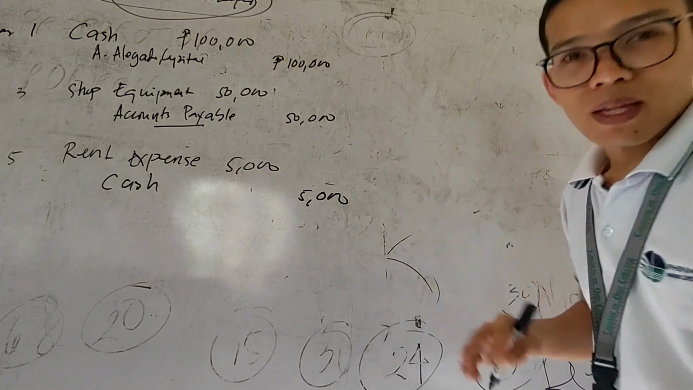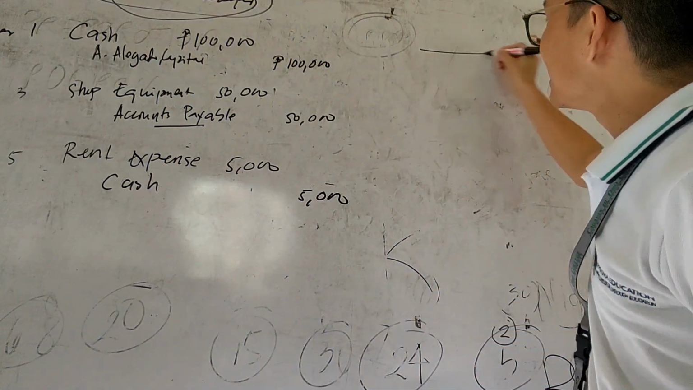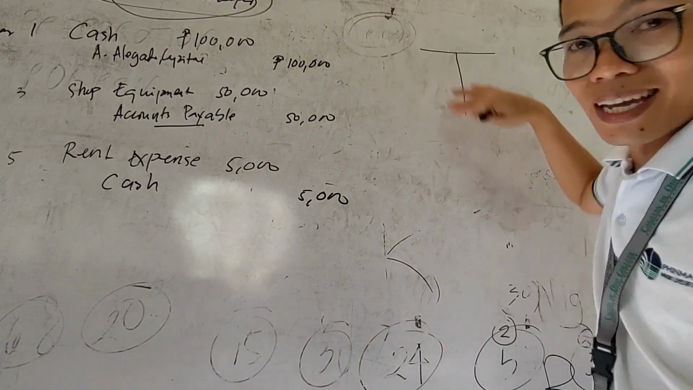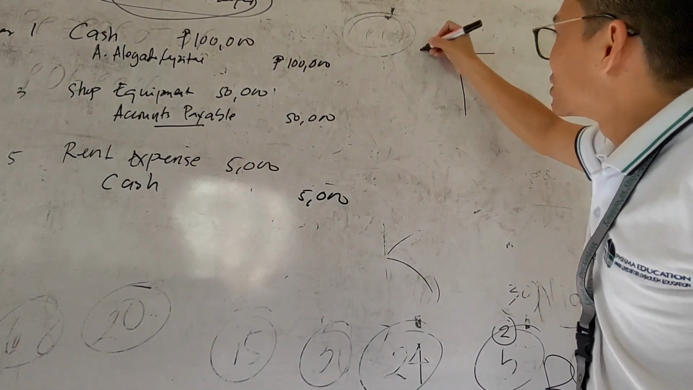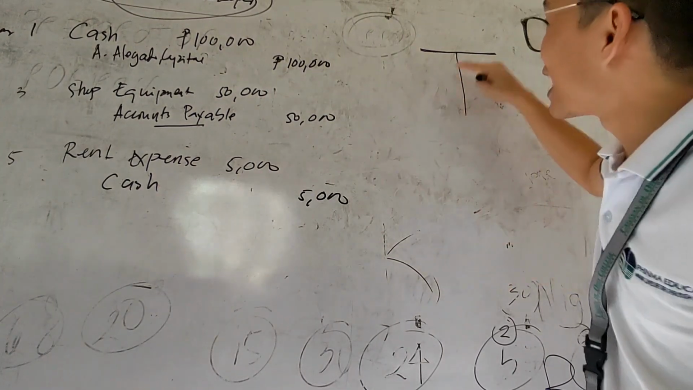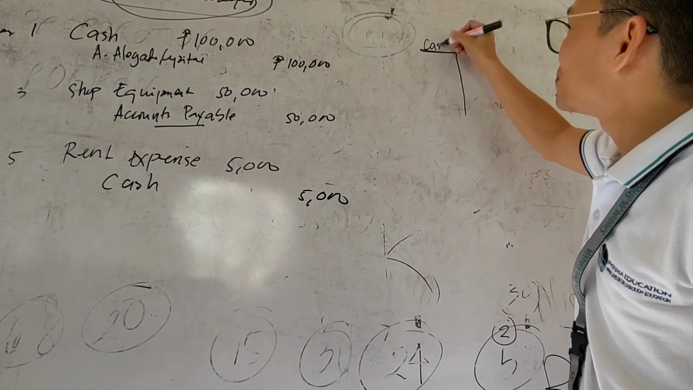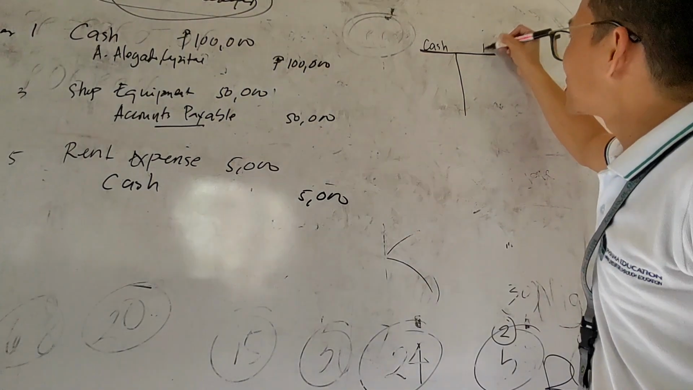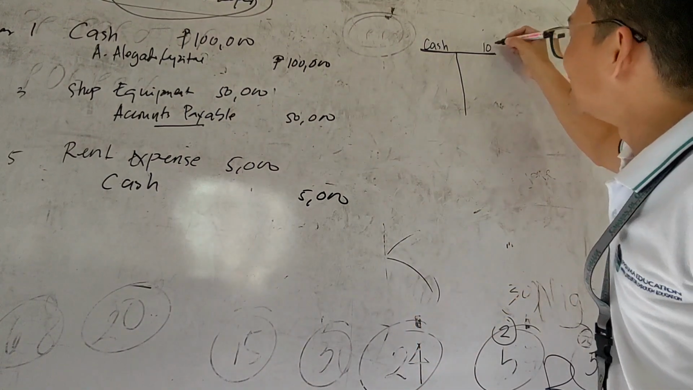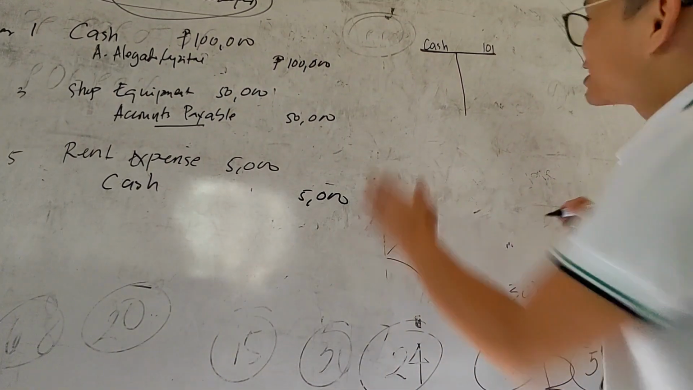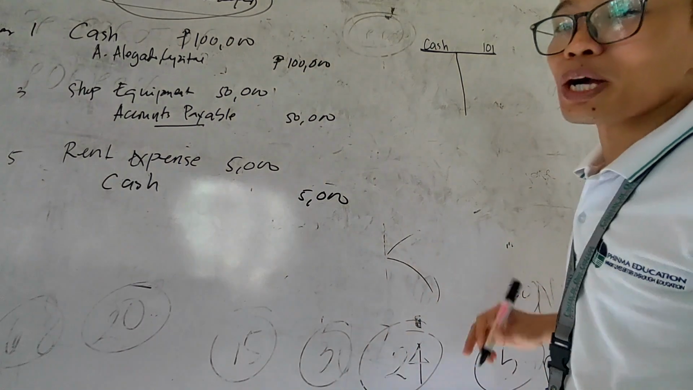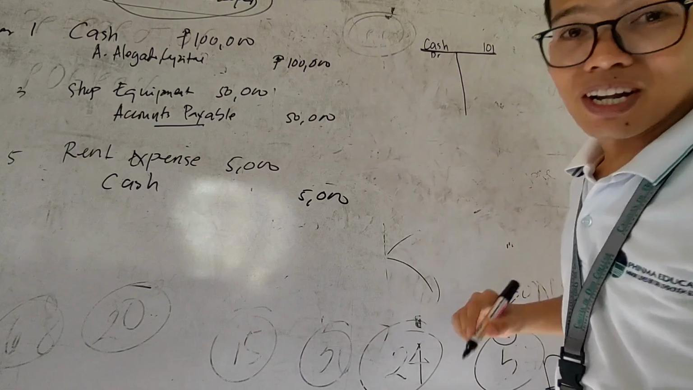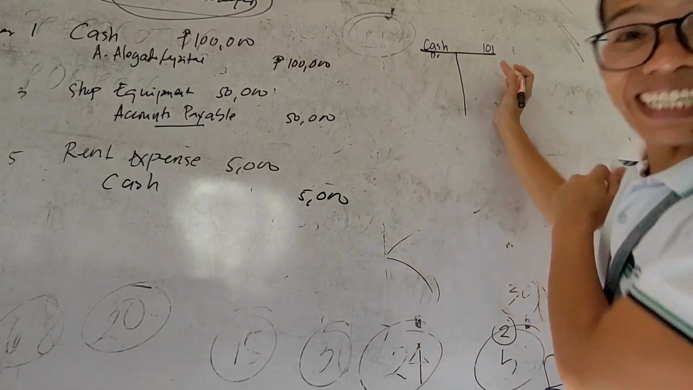The first one is that a ledger is represented by a T account. It's letter T. On the top part, on the horizontal line on top of the T, we're going to write cash, the account title. And at the top, let's say for example, the PR, or the account number, is 101. On the left side is the other meaning of debit, the DR. On the right side of the T account is the CR.